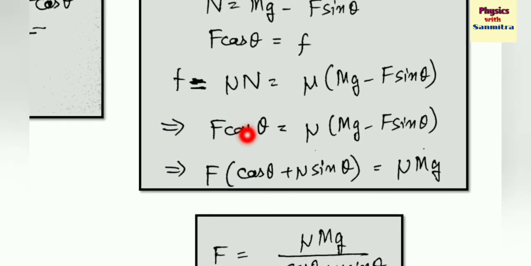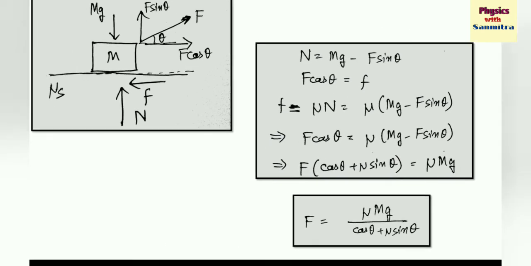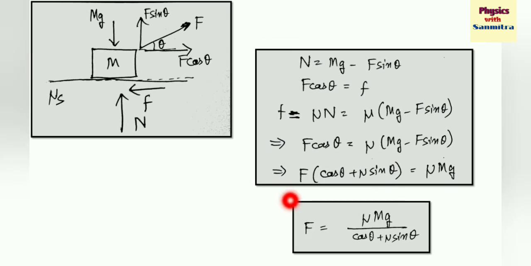So again here, I am replacing F by F cos theta, which is equal to mu into (mg minus F sin theta). So F cos theta plus mu F sin theta, I am taking F common. F into (cos theta plus mu sin theta) is equal to mu mg. So lastly we have F is equal to mu mg by (cos theta plus mu sin theta).